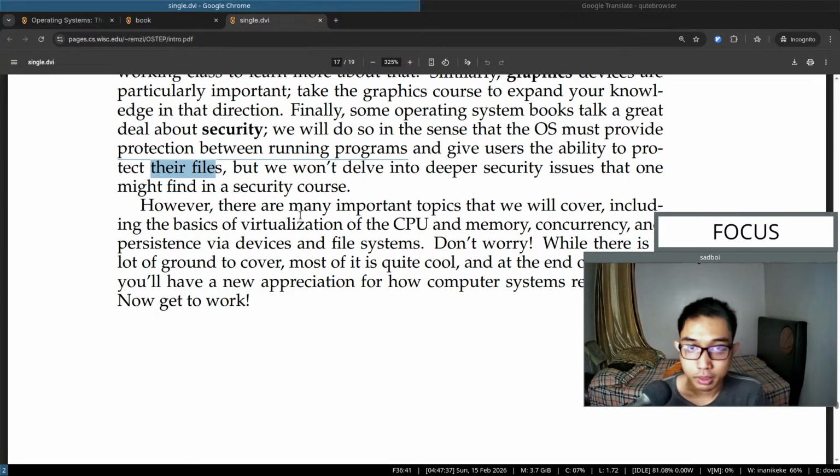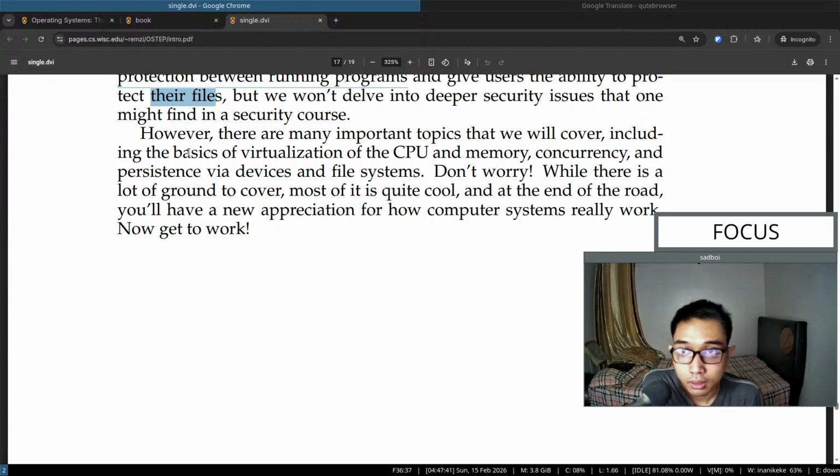However, there are many important topics that we will cover, including the basics of virtualization of the CPU and memory, concurrency, and persistence via device and file system. Important topics that cover the basics of virtualization of CPU and memory. Right.